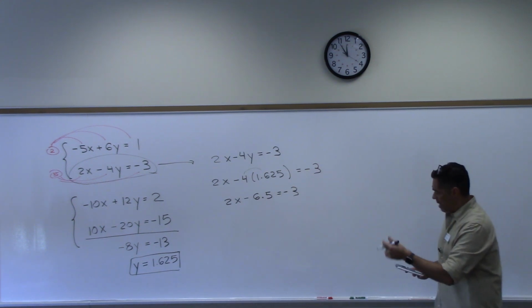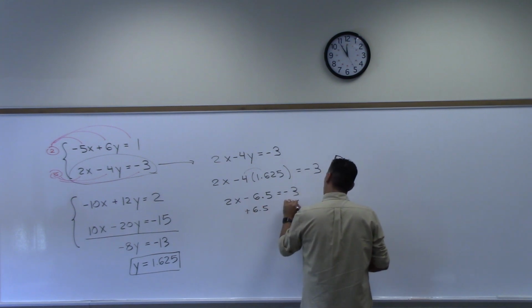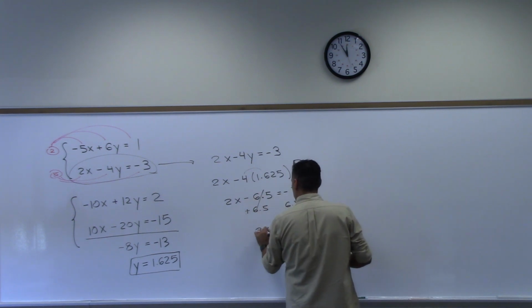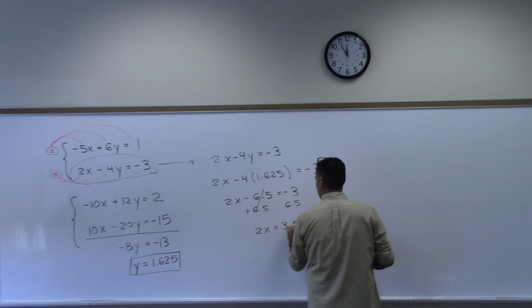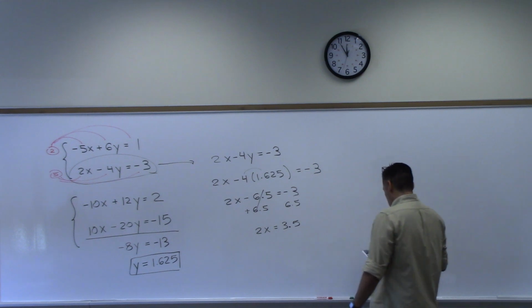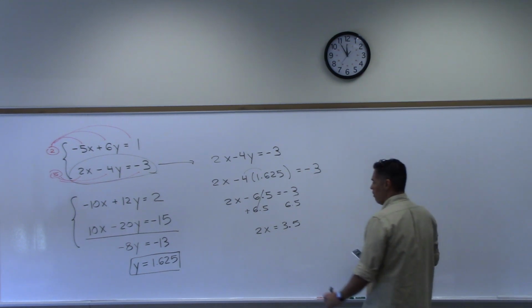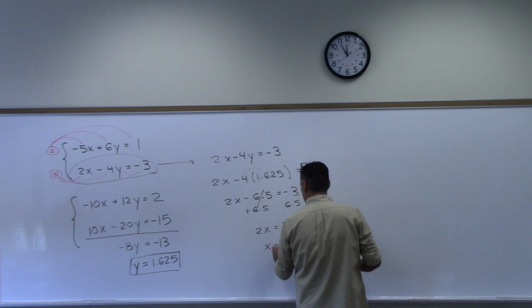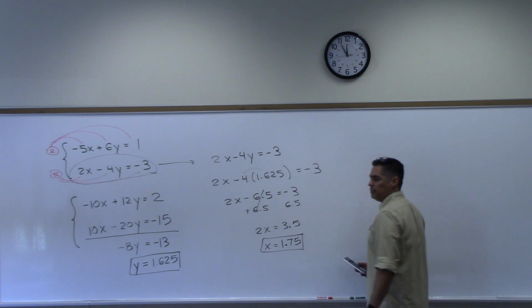What now? Yeah, add. Add 6.5 to both sides. We get 2x equals 3.5. Divide by 2. 1.75. We're done.